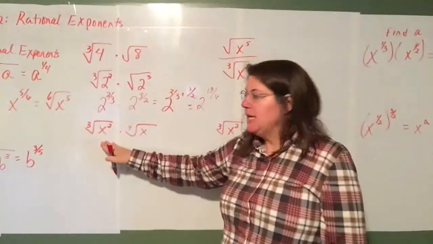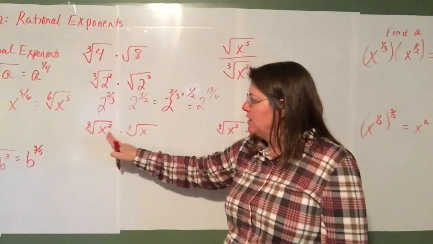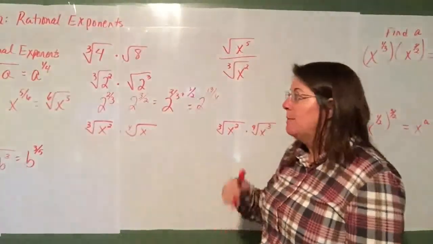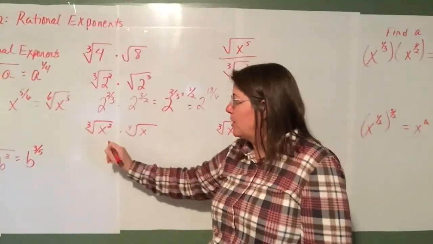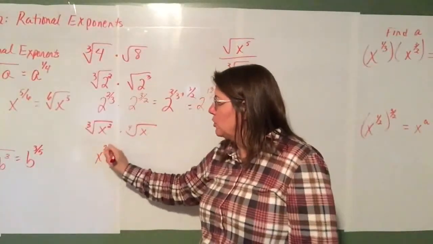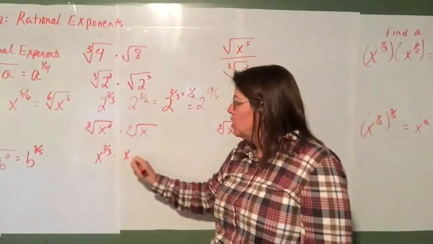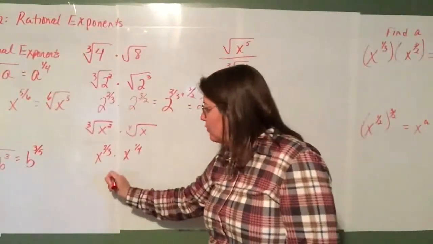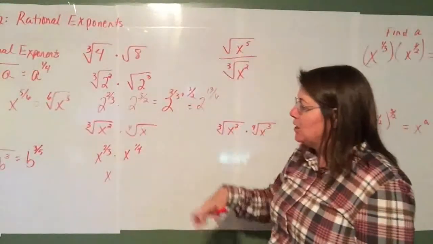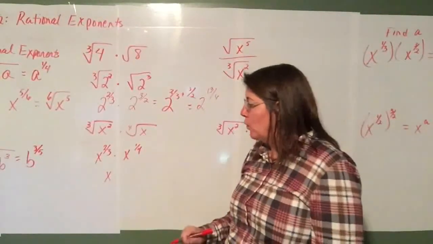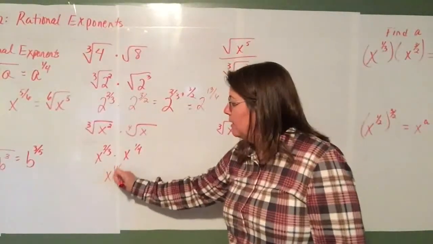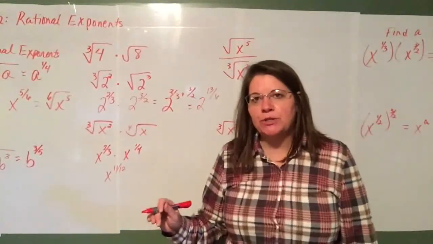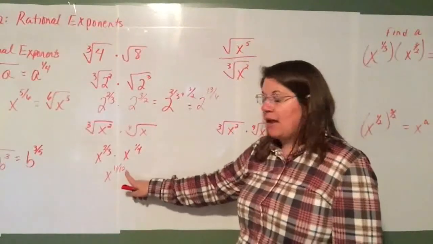Looking at this one, if I have the cube root of x squared times the 4th root of x, before I couldn't do that because the root numbers were different. But now I can convert them to rational exponents. This is x to the 2/3 times x to the 1/4. And now I simply add my fractions together. So I keep the base and add 2/3 plus 1/4, which is 11/12.